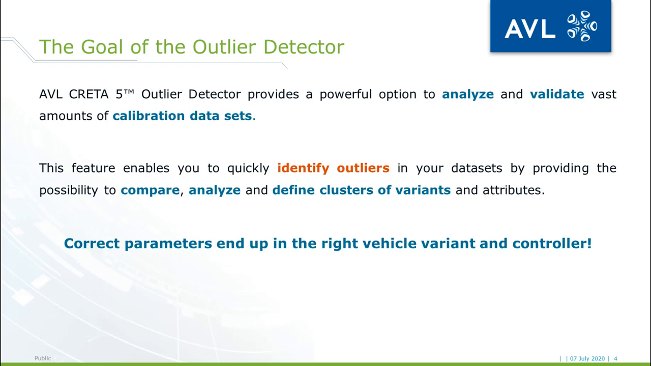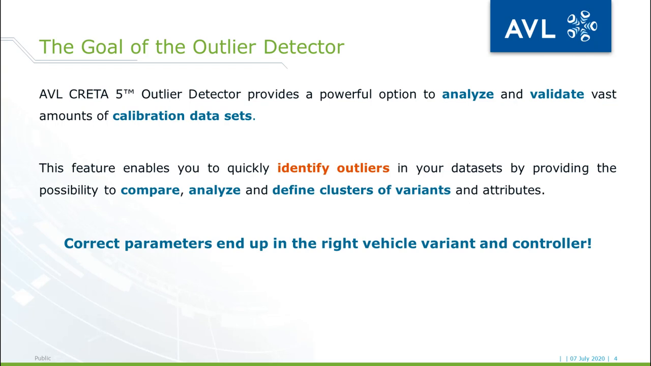Just imagine you must ensure that, for example, parameter B has to be always identical in all variants which have attribute Euro 60. How to ensure it? With the Outlier Detector, it is an easy task to define a pattern based on the used variant attributes and to create a cluster template file.